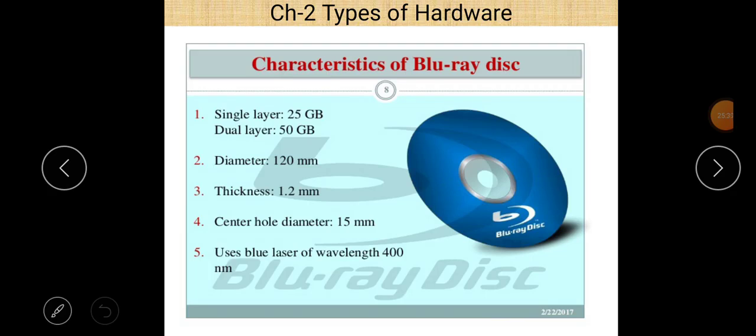These are the different characteristics of a Blu-ray disc. Single layer, 25 GB, we can store data up to 25 GB. Dual layer, we can store data up to 50 GB. Diameter 125 millimeter, thickness 1.2 millimeter, and center hole diameter 15 millimeter, and uses blue laser of wavelength up to 400 nanometer. So these are the characteristics of a Blu-ray disc.